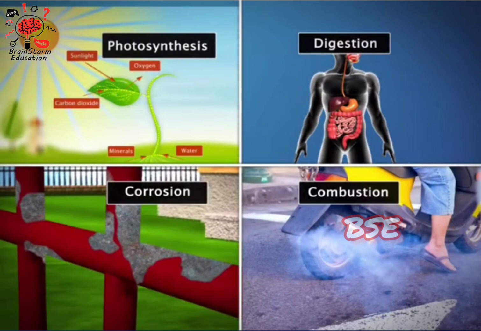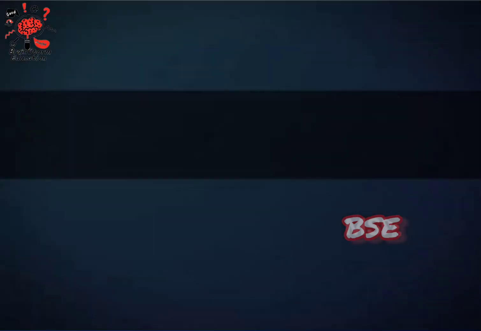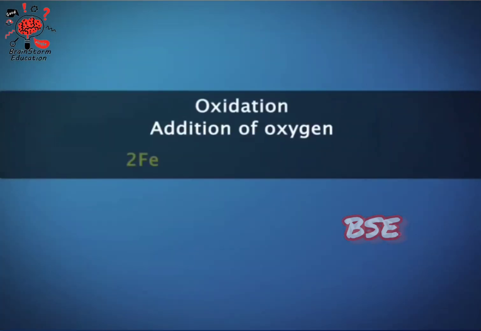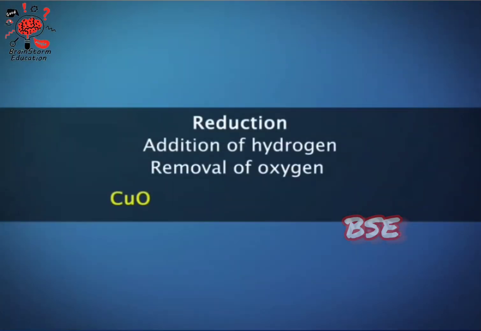What is common in all these processes? All these processes are oxidation and reduction reactions. Oxidation involves the addition of oxygen and the removal of hydrogen. Reduction involves the removal of oxygen and the addition of hydrogen.